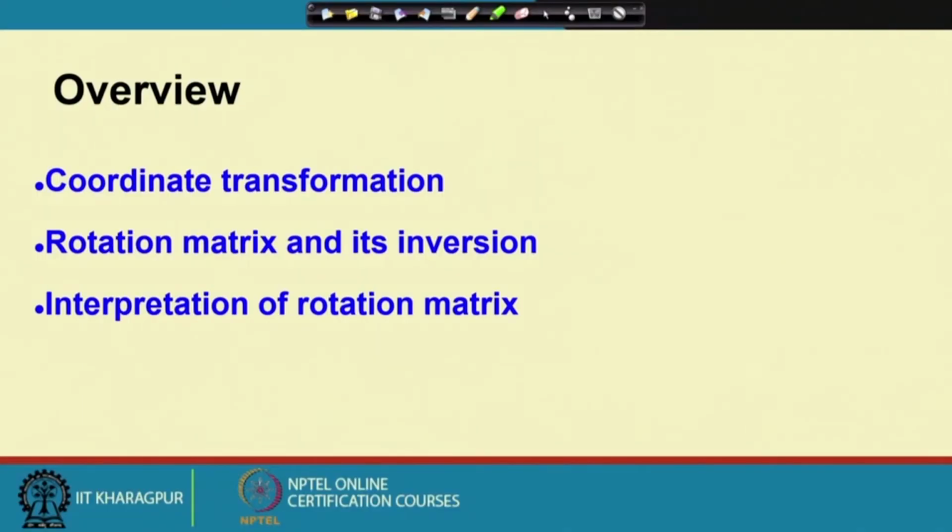So, the overview of this lecture is that we are going to first start with coordinate transformation. We are going to look at the rotation matrix and its inversion, and we are going to interpret the rotation matrix so that we are able to understand the elements that construct the rotation matrix.